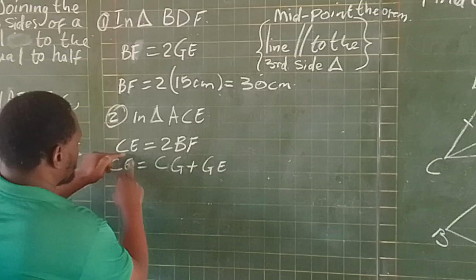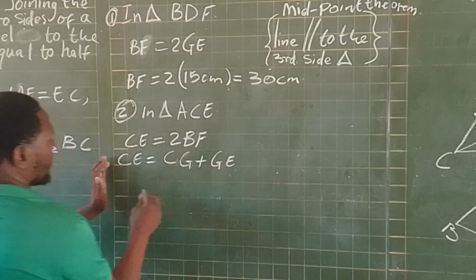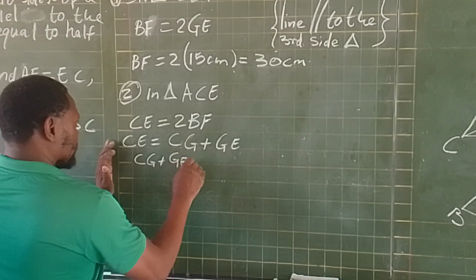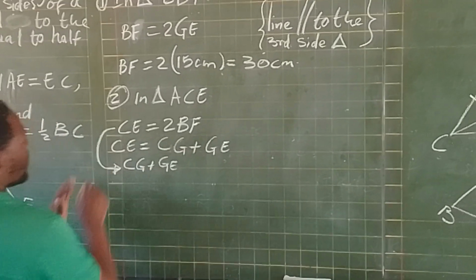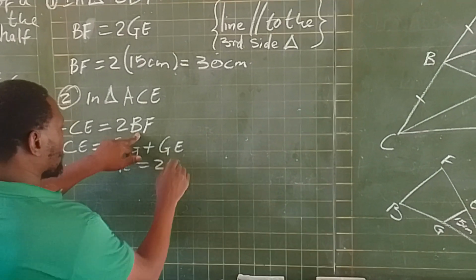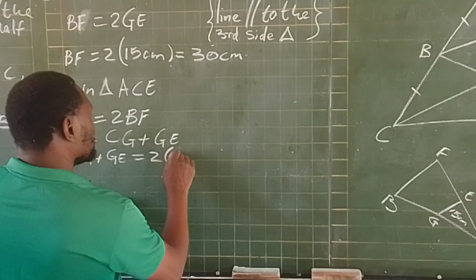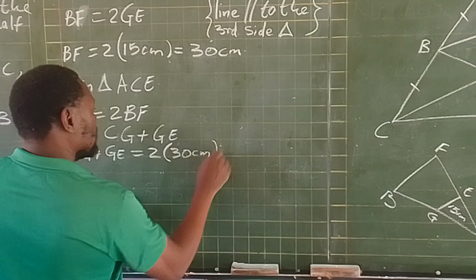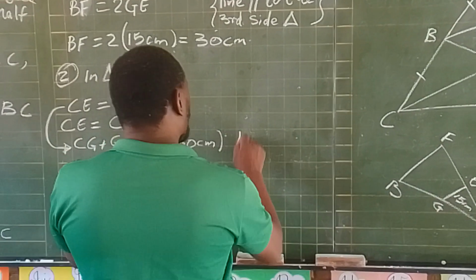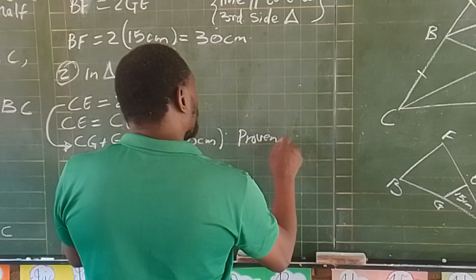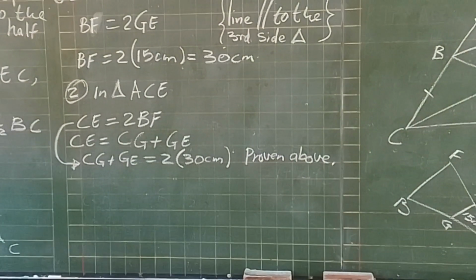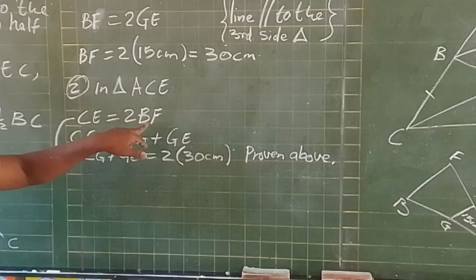Then we come and say this CE, I'm going to segregate it like this: CG plus GE. CE is equal to 2 times BF. Your BF is calculated as 30 centimeters, proven above. We have proven that 30 centimeters is equal to BF.